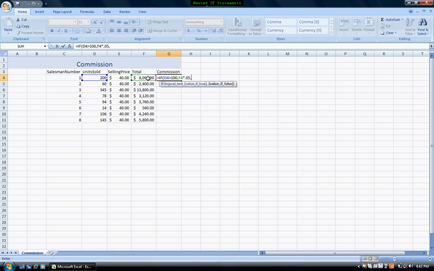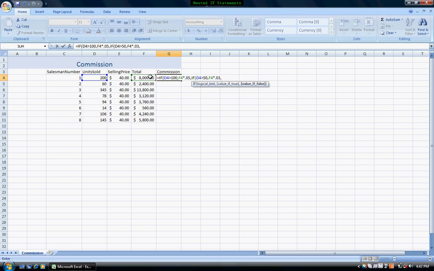Because if this is false, there's two possible values, 2% or 3%. So then I put down another capital IF with parentheses, enter my next logical test, where D4 has to be greater than 50. Which means if D4 is greater than 50 and less than 100, it's a 3% commission. So my next value is going to be F4 times 0.03.